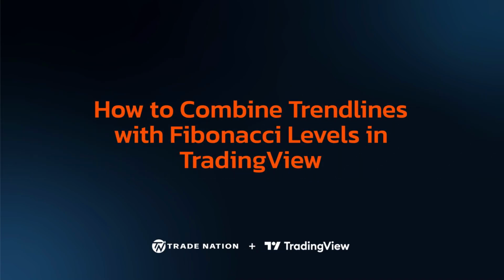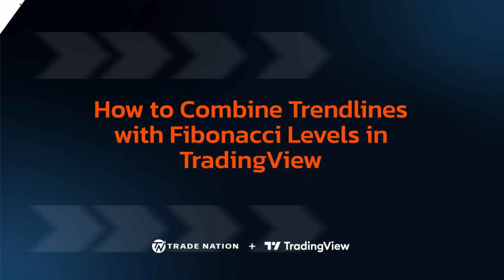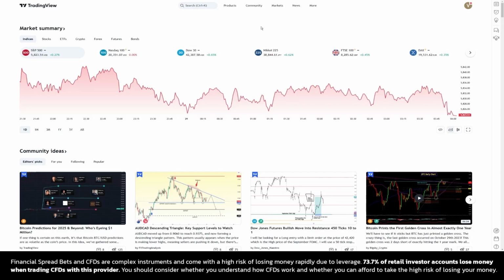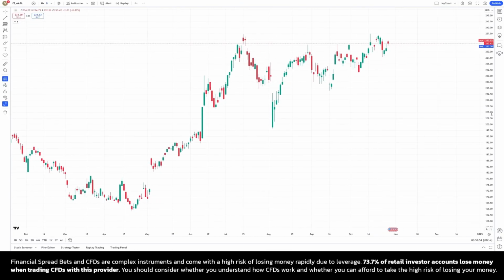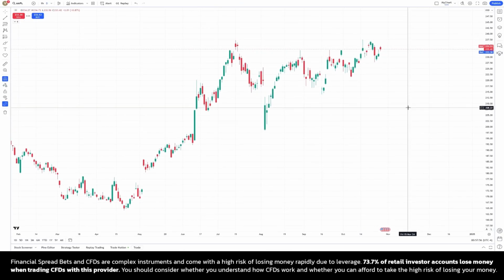Combining trend lines with Fibonacci levels in TradingView can be a powerful approach for refining your technical analysis. By layering these tools, you can gain a clearer understanding of potential support and resistance zones and anticipate price reversals with greater confidence.